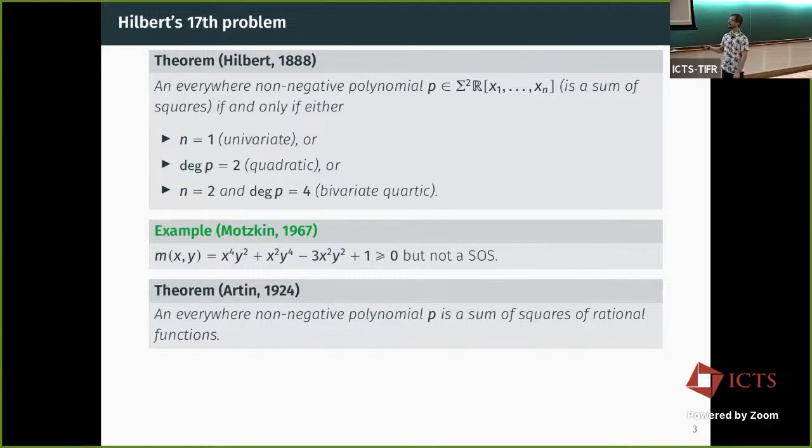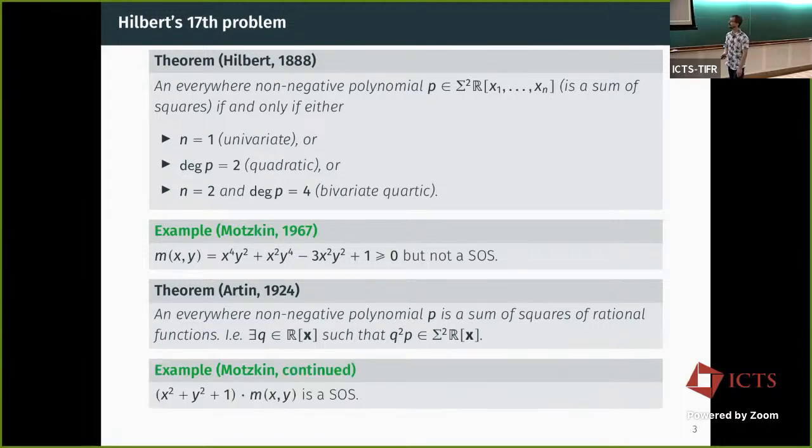But you should think of it this way: if I multiply by all of the denominators in this sum of squares, then I'm multiplying by something that is already a square. So that means that for every such polynomial, there will exist another one which, if I multiply by the square of it, will become a sum of squares. And here is a simple example.